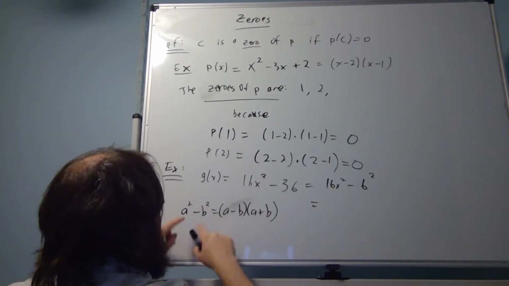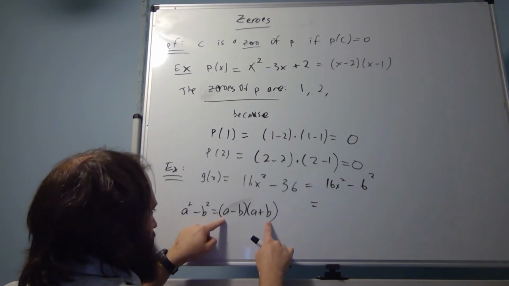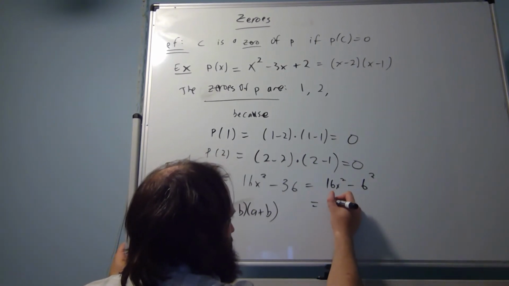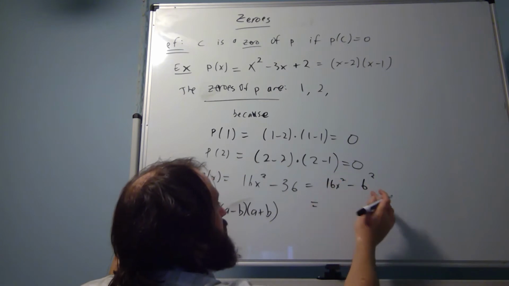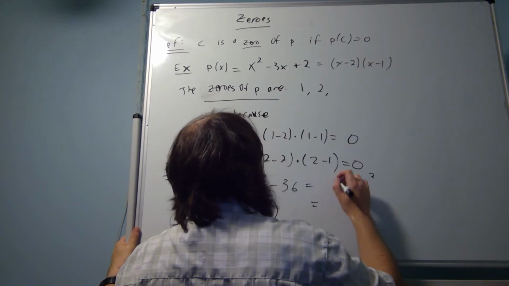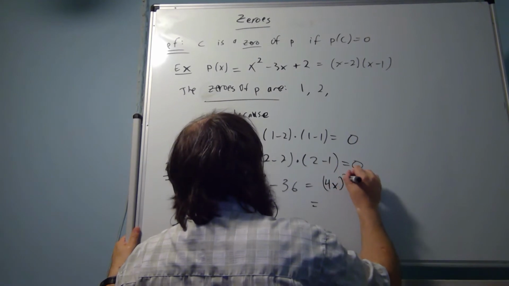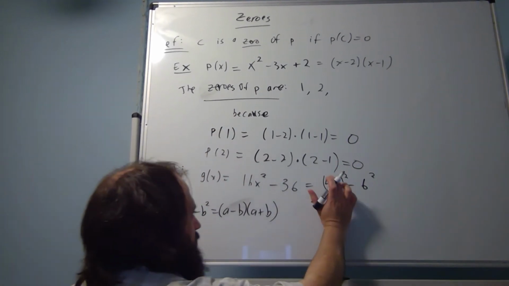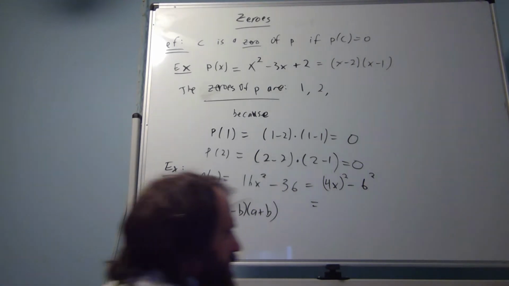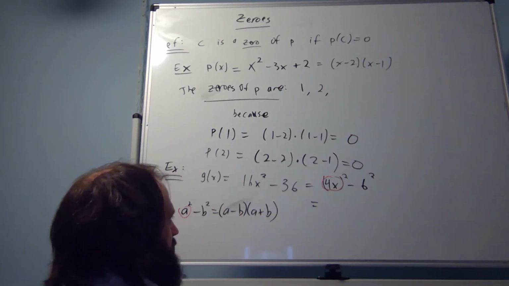A squared minus b squared always factors into a minus b times a plus b, because the middle and the outer terms cancel, and what's left over, you always get the same thing. Let me write it this way. The 16x squared is, well, the 4 is squared and the x is squared, so I can write it this way if I want to. And that's playing the role of A.